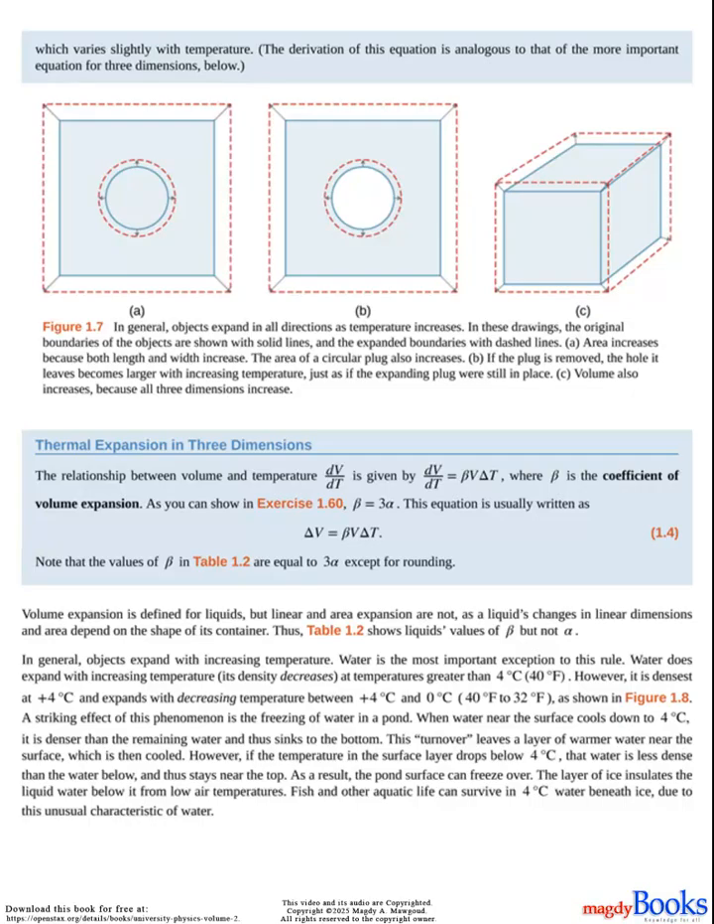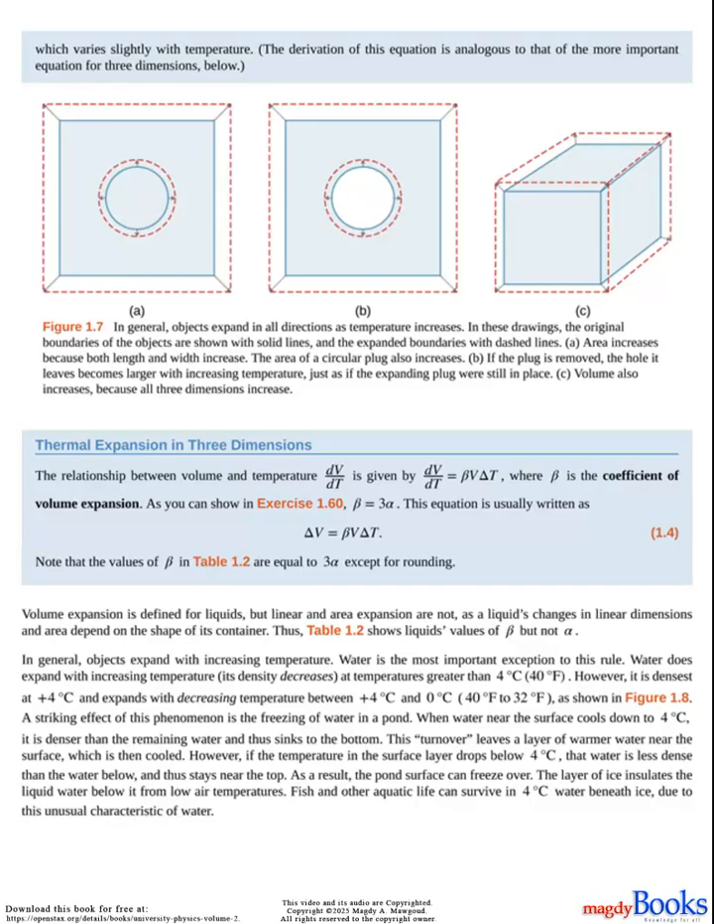C. Volume also increases, because all 3 dimensions increase. B. Thermal expansion in 3 dimensions. The relationship between volume and temperature, dV over dT, is given by dV/dT equals beta V, where beta is the coefficient of volume expansion. As you can show in exercise 1.60, beta equals 3 alpha. This equation is usually written as delta V equals beta V delta T (1.4).